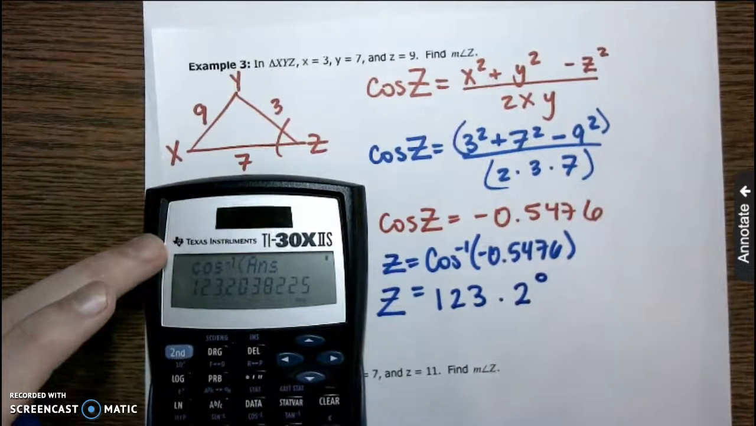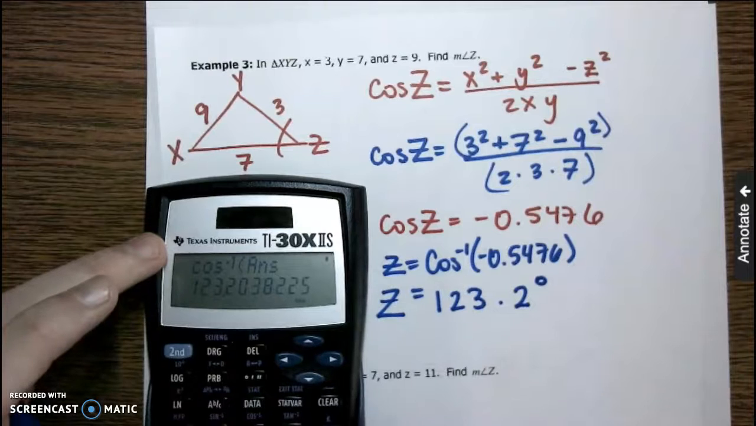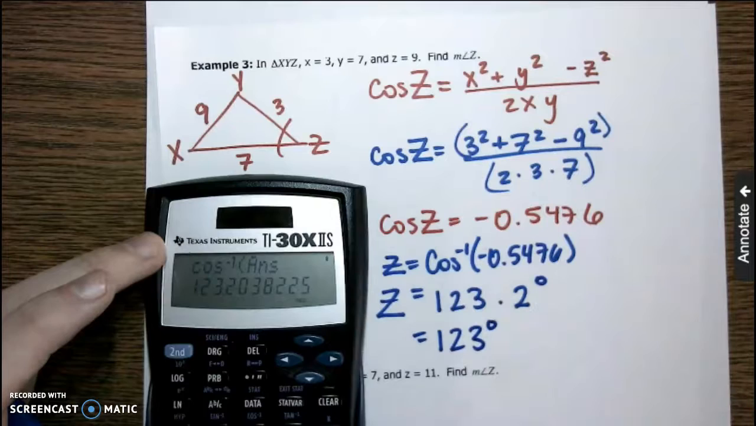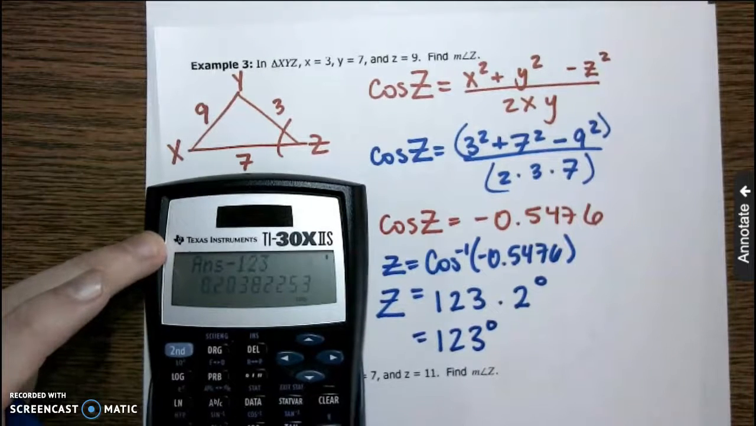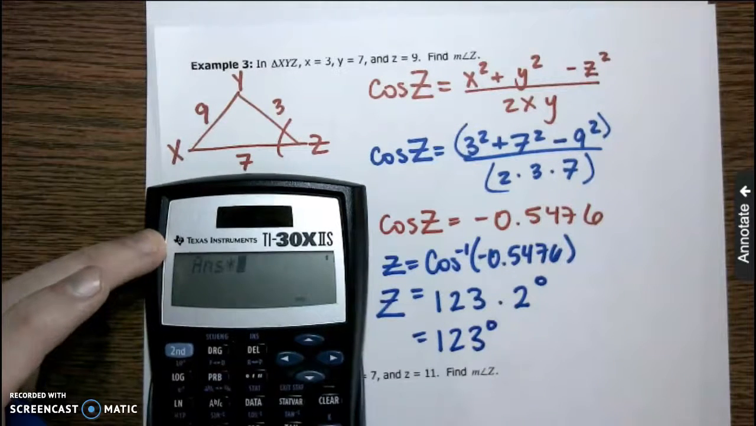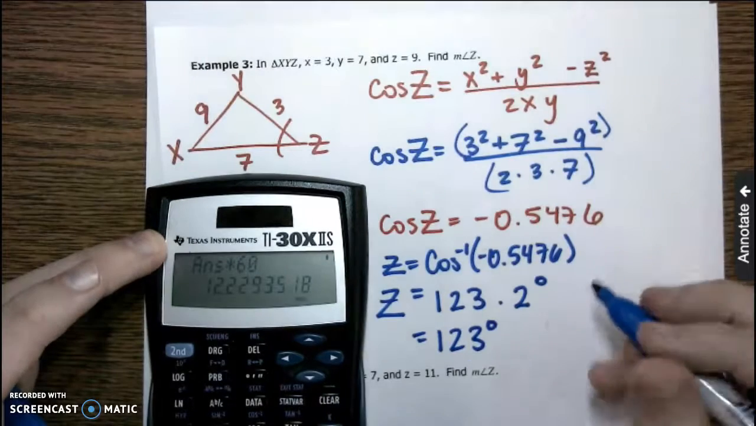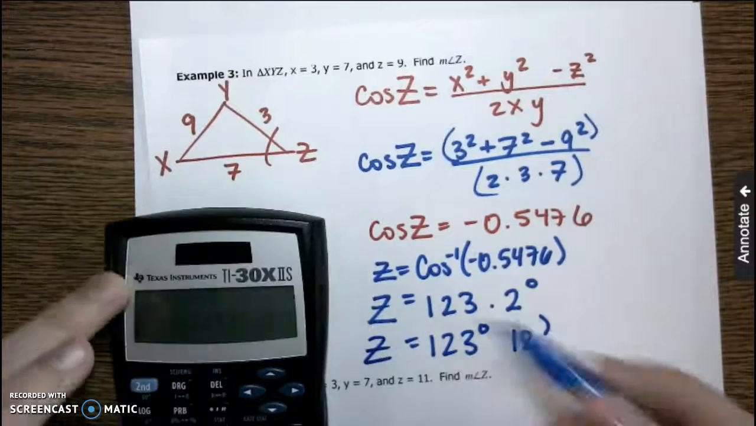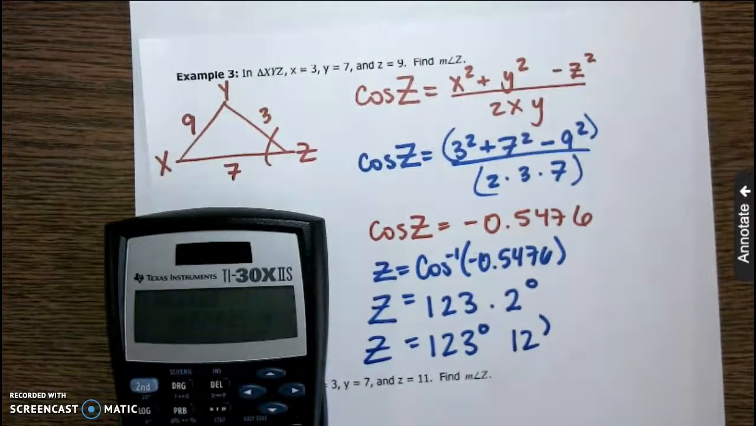Let's say that I wanted minutes. So that'd be 123 degrees. Take off the 123 and take the decimal part times 60, and we get 12 minutes if they asked for minutes. Here we don't know what they really want.